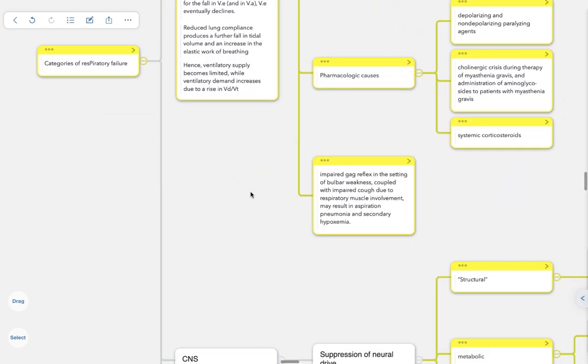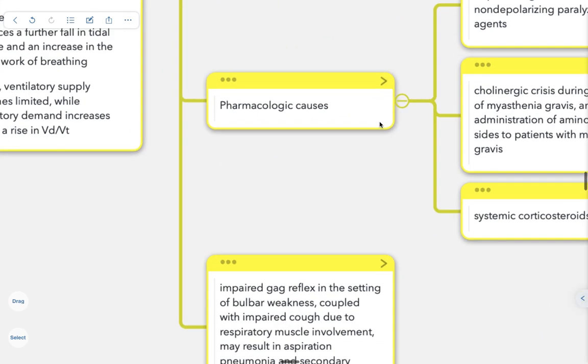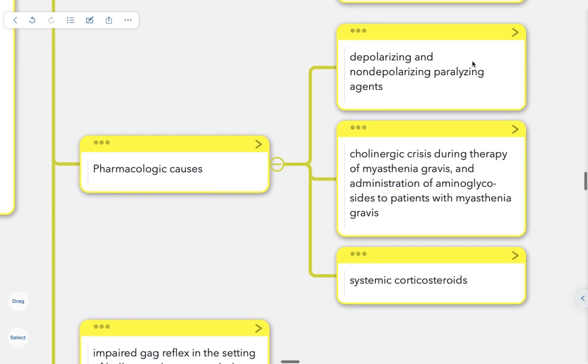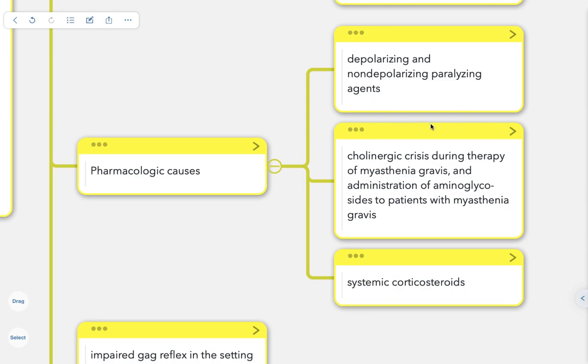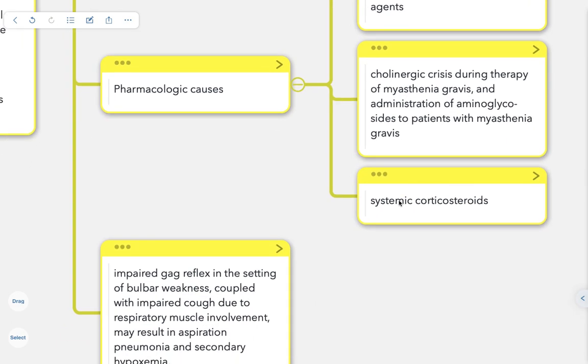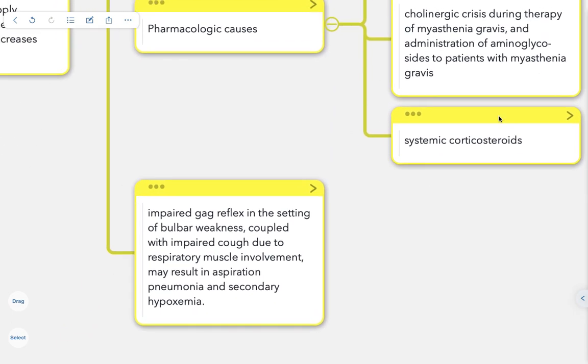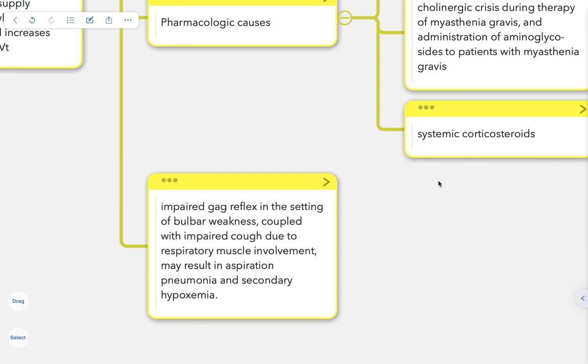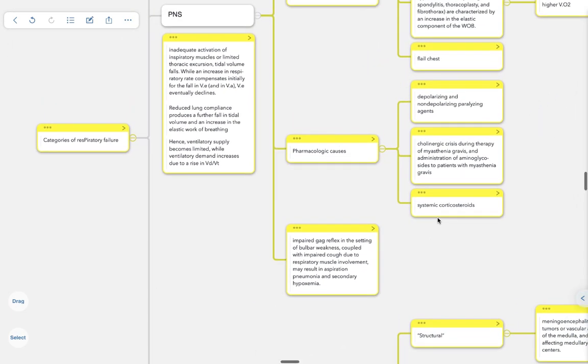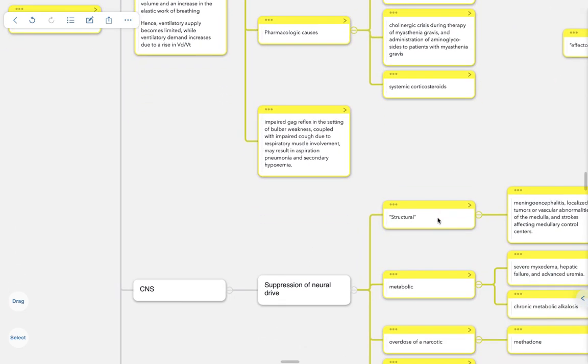Then apart from that, there could be certain pharmacological causes. Whenever you're giving depolarizing and non-depolarizing paralyzing agents to a patient, or if the patient is undergoing a cholinergic crisis during therapy for myasthenia gravis, or if the patient has been given a long-term systemic corticosteroid. So all these conditions can lead to this. Apart from that, the patient can also end up having aspiration pneumonia and secondary hypoxemia as a result of impaired gag reflex as well, right? So these are the problems with the PNS.